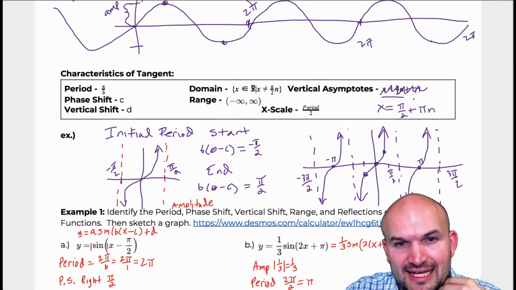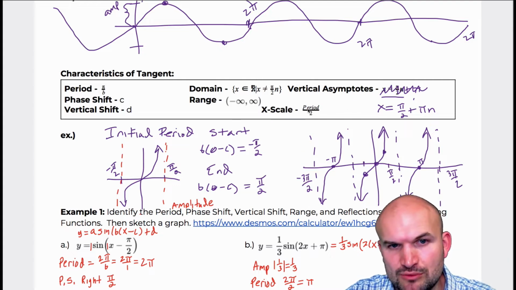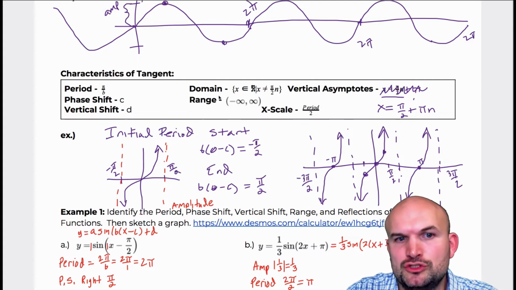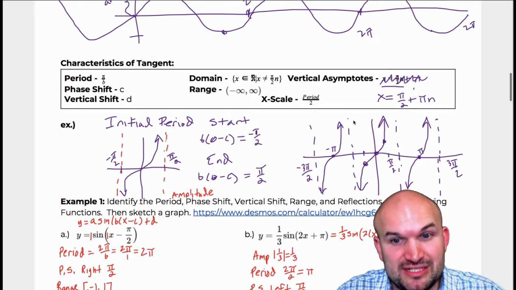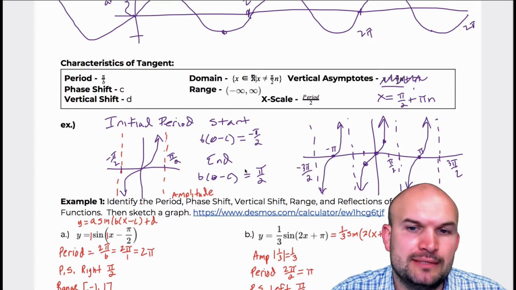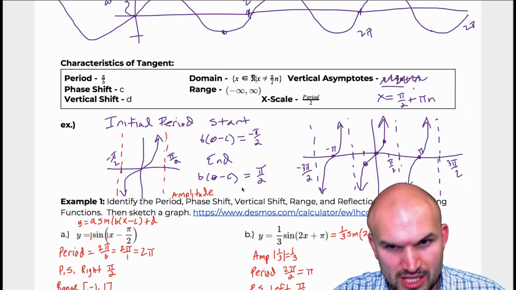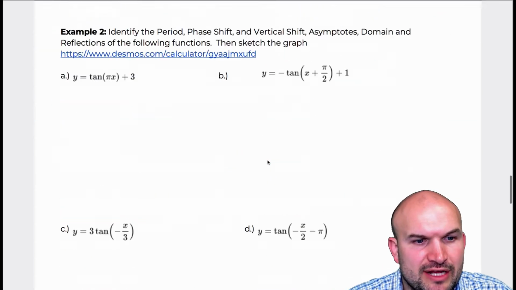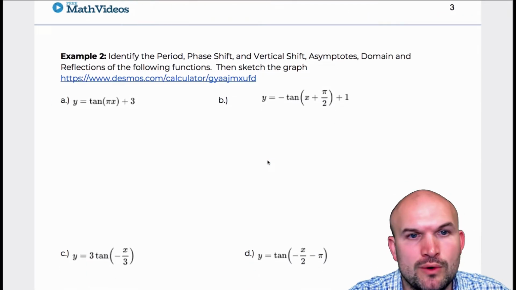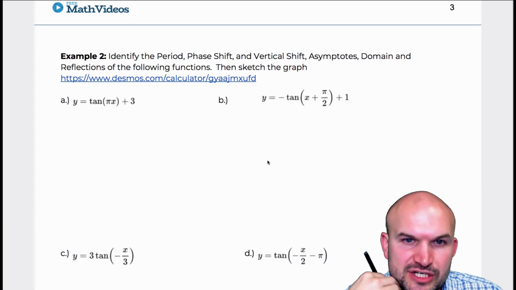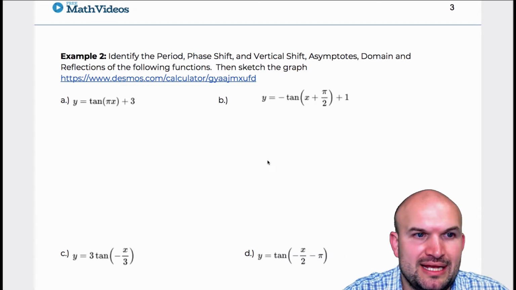The domain is a little confusing with the vertical asymptote, so we'll talk a little bit more about that. But besides period, phase shift, vertical shift, domain and range, it's kind of the same. We just need to take care of the asymptotes, as well as the period, which is going to change. So those are going to be our big differences. In this case, we're looking to identify the period, the phase shift, the vertical shift, asymptotes, domain, and reflection.